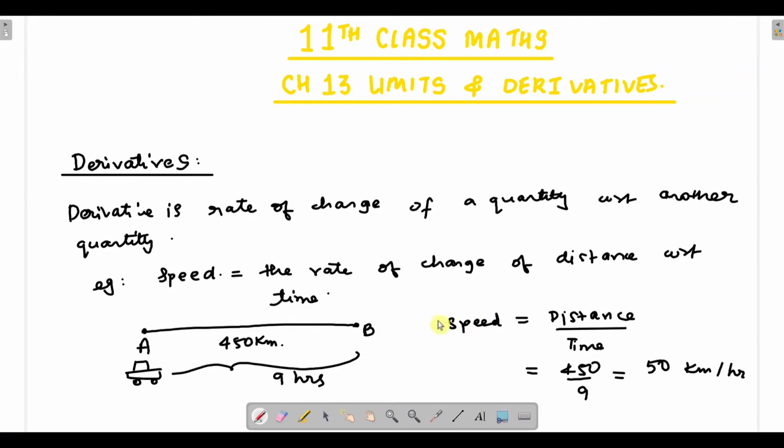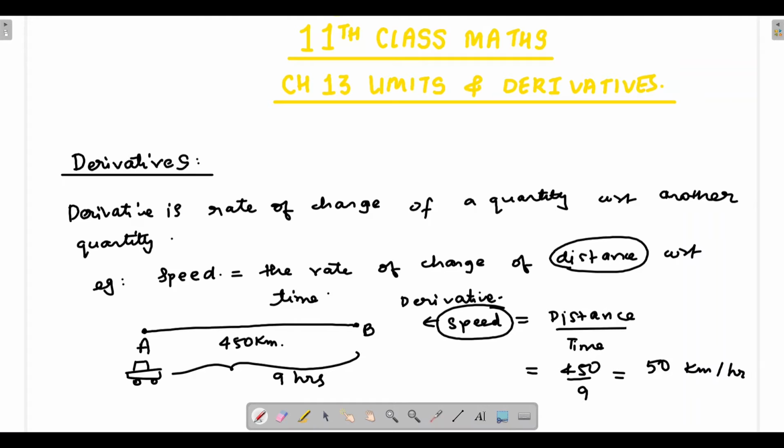Okay, so this is nothing but the derivative. Derivative is nothing but the rate of change of a quantity with respect to another quantity. In this example, the quantity was distance and the other quantity was time. So the rate of change of distance with respect to time is nothing but the speed, and that is the concept of derivative.